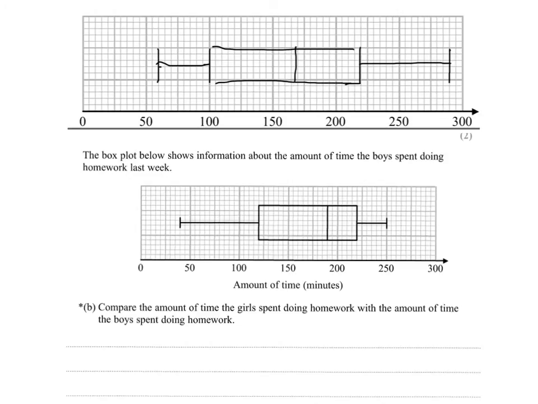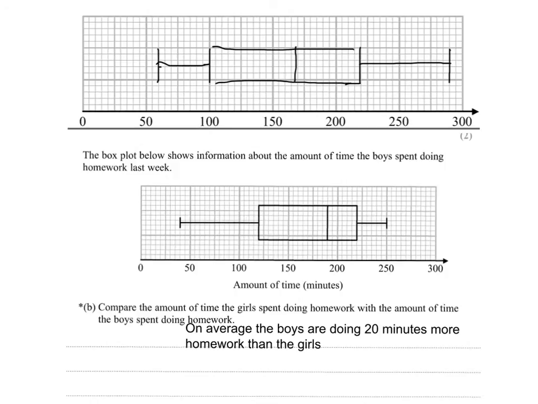In the second part of the question, we're told the box plot below shows the information about the amount of time the boys spent doing homework last week. So we've got to use both box plots to compare the amount of time the girls spent doing the homework with the amount of time the boys spent also. The first thing we want to look at really is the medians to see on average who's doing more homework, and we can see that the boys are. So the boys are doing 190 against the girls 170. So that's a difference of 20 minutes. So I'm going to say on average the boys are doing 20 minutes more homework than the girls.